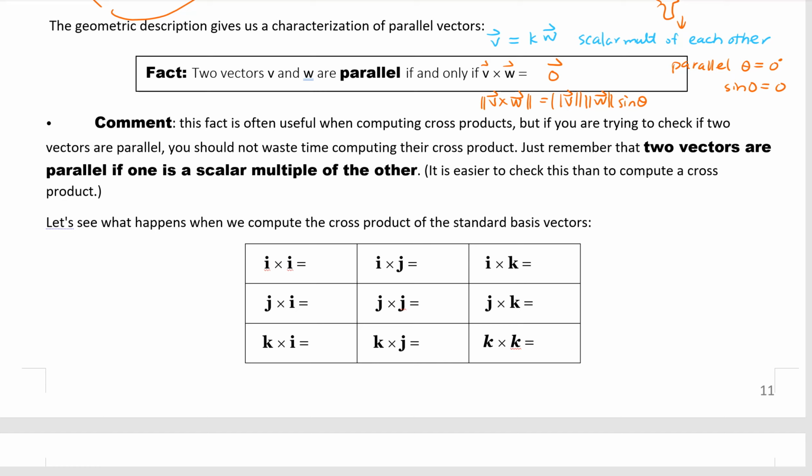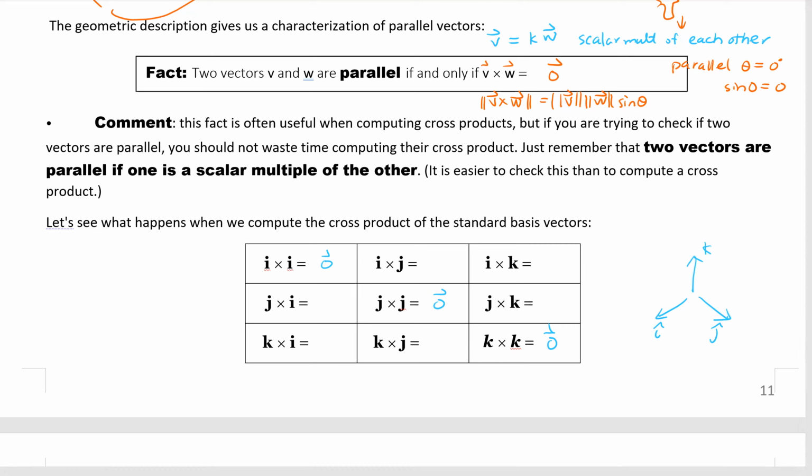So for the standard basis vectors, we have i, j, and k. Let's see, i cross i. We know i and i are the same vector, so they're parallel. If the vectors are parallel, then the cross product is 0, and it's a 0 vector. It's not just a 0 number, it's a 0 vector.